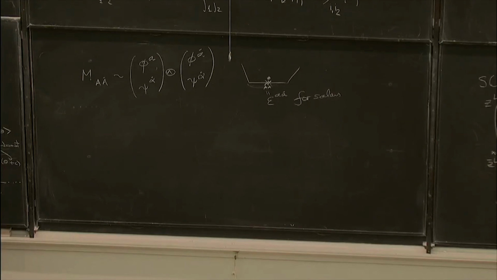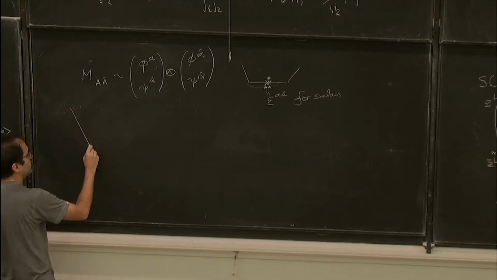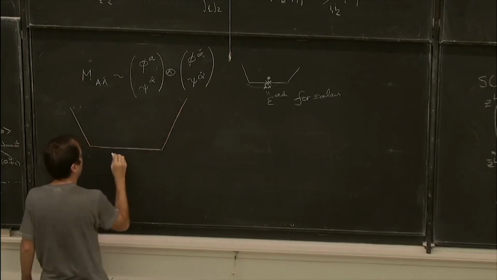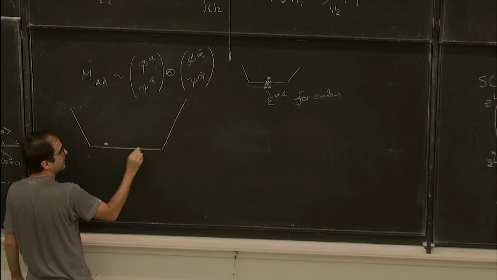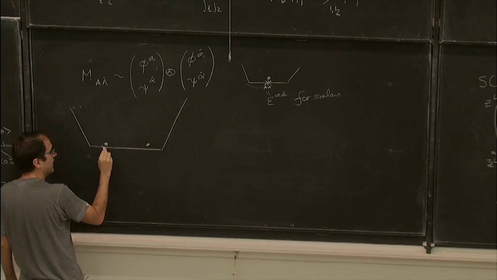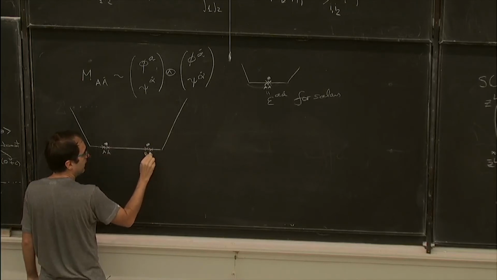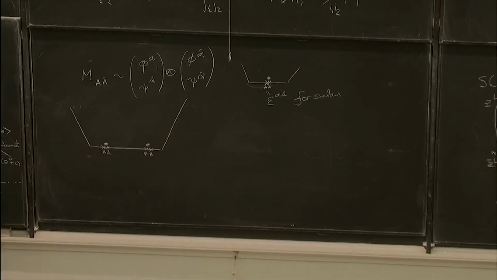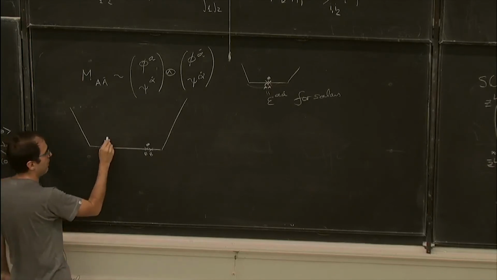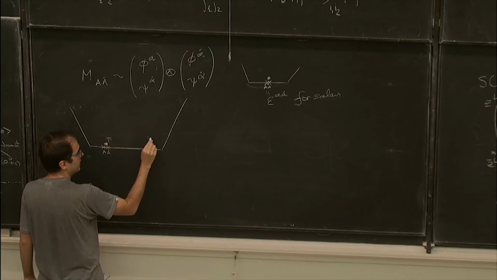Okay, fine, but that's just one excitation. It's not what we care about. Let's think what we would write if now we want to put two excitations on the hexagon. One excitation has two indices, A dot. One excitation has two indices, B dot. This excitation comes with momentum P. This excitation comes with momentum K.